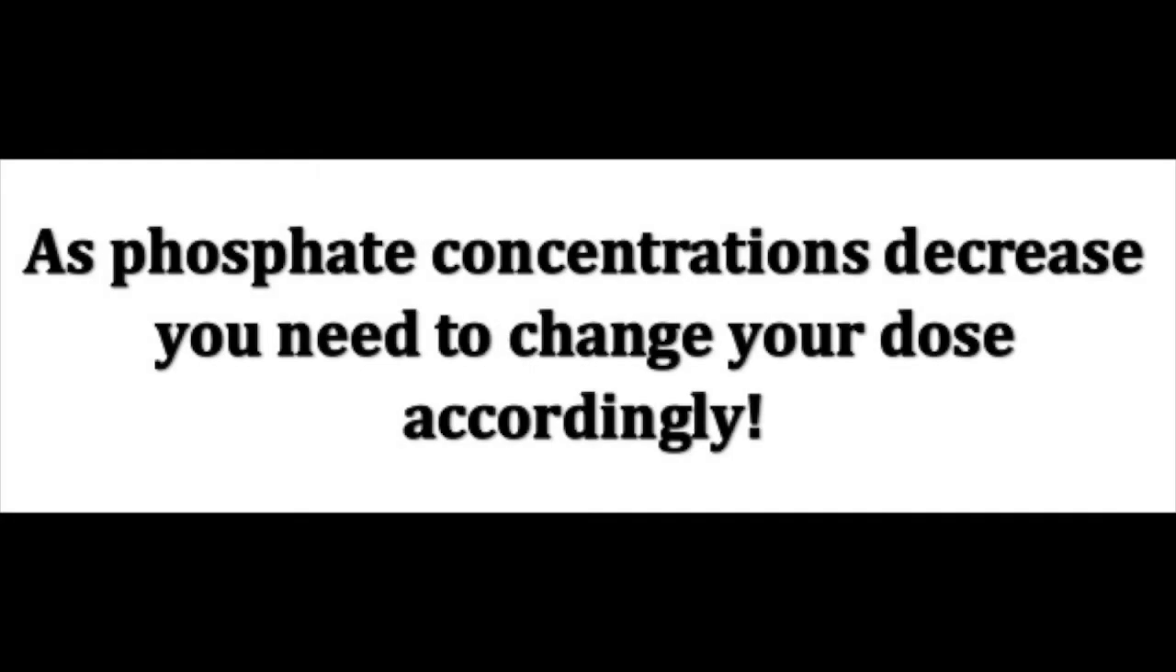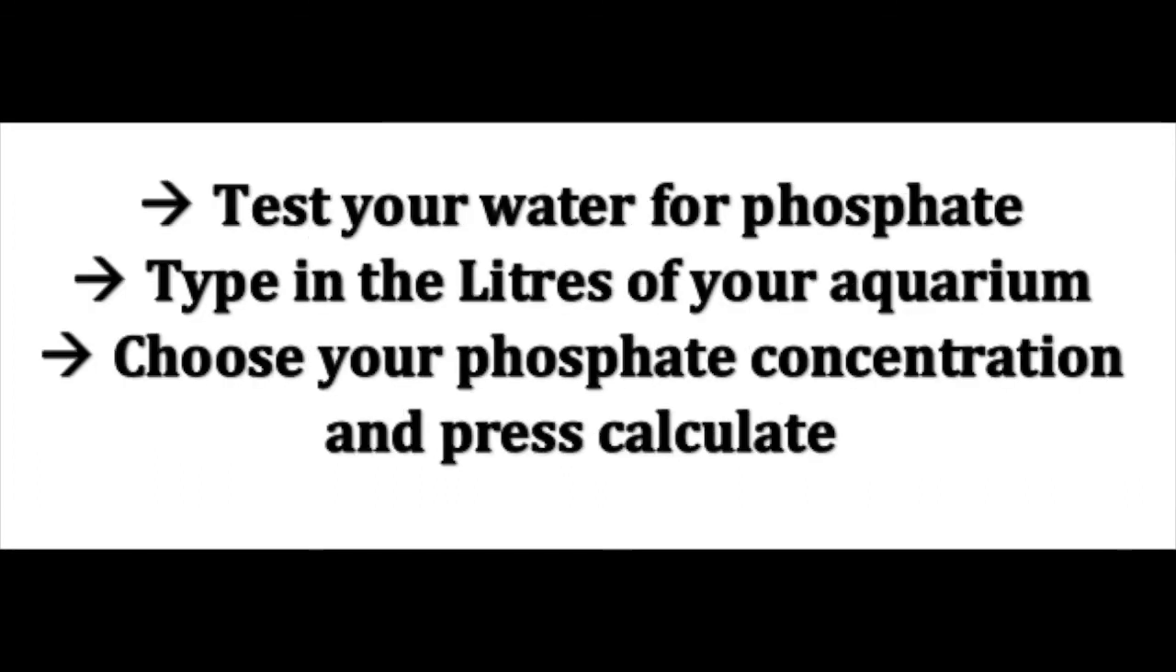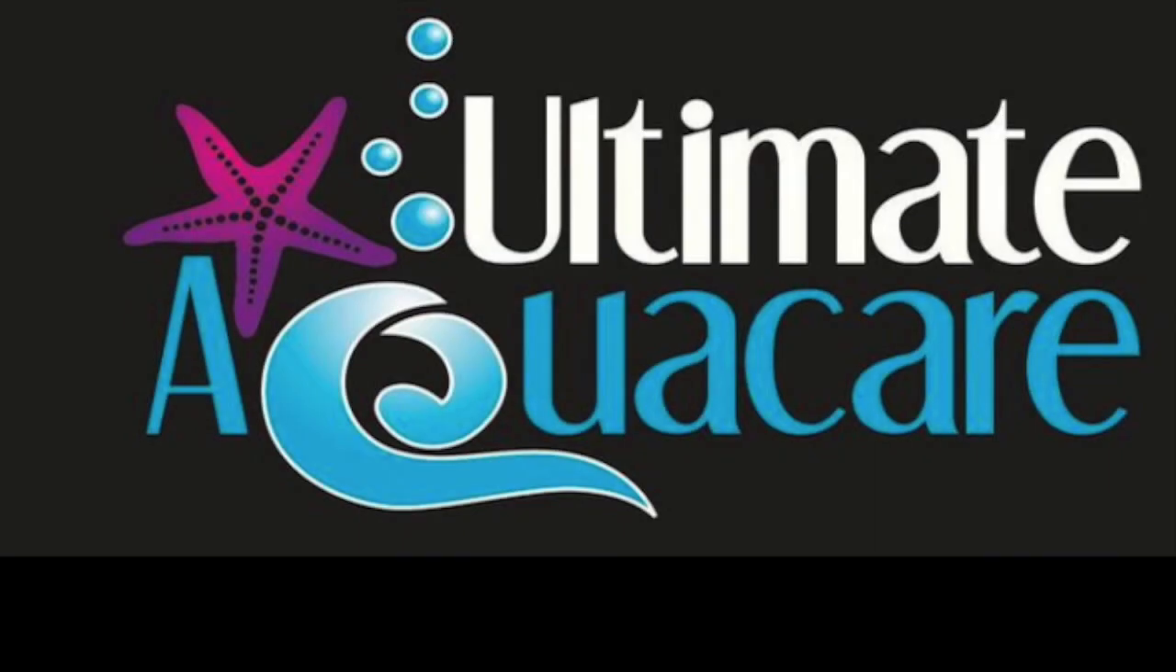Like nitrate, when your phosphate levels decrease, you'll need to change your dose accordingly. To do that, test your water for phosphate, type in the liters of your aquarium, choose your phosphate concentration, and press calculate. That sums up our video on our free app.